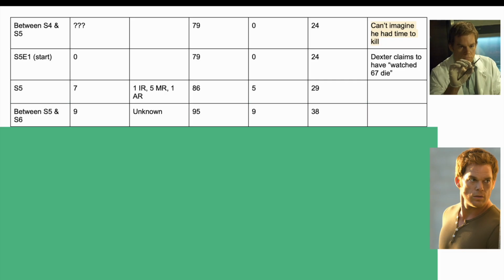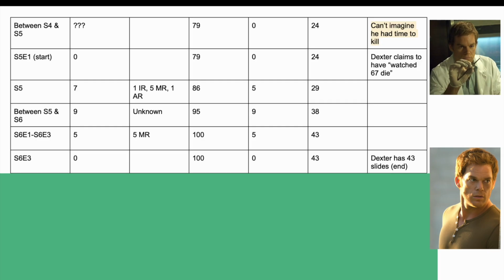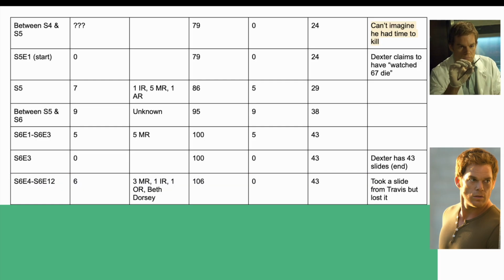Between seasons 5 and 6, he kills 9, takes 9 slides. In the first couple episodes of season 6, he kills 5 and takes 5 slides. This brings him to 100 victims. Then in episode 3, he's shown to have 43 slides at the end of the episode, which is how I got the number between. In the rest of season 6, he kills 6 people, but he doesn't take any slides. He did take a slide from Travis, but he lost it.